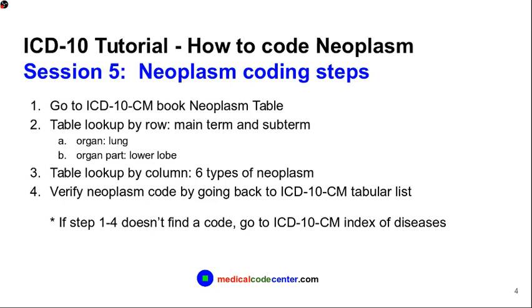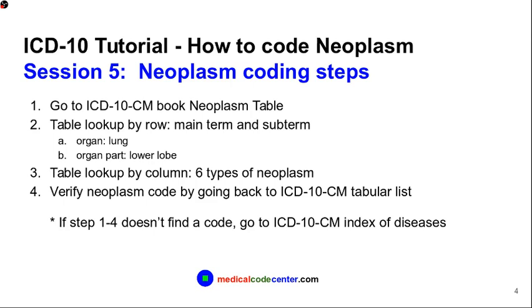Step 3 is to do a table lookup by column. There are 6 columns which correspond to 6 types of neoplasm. You find the appropriate column, and then from the row and the column in the table, you get the neoplasm code. The final step, step 4, is to verify the neoplasm code by going back to the ICD-10 CM tabular list. I think you are familiar with this because we do it all the time for the ICD-10 CM index of diseases lookup.